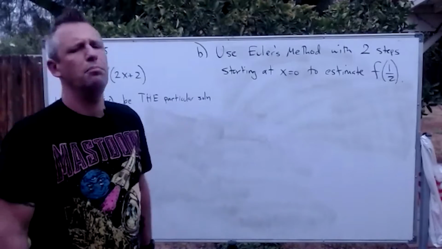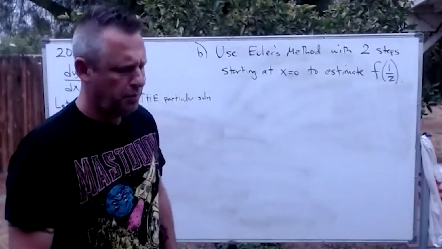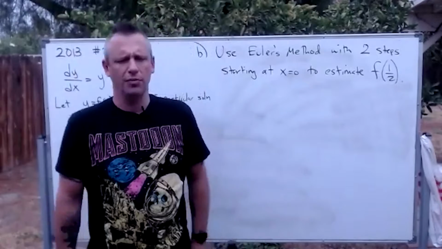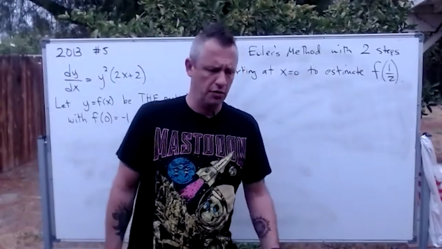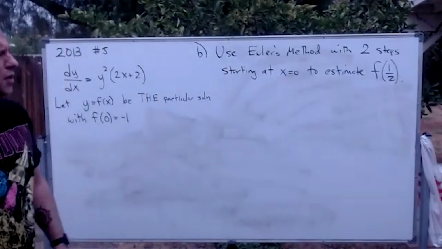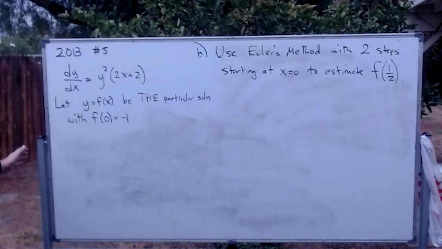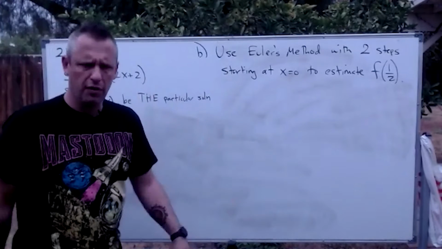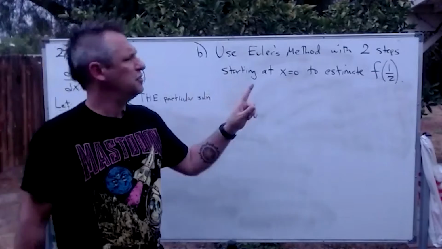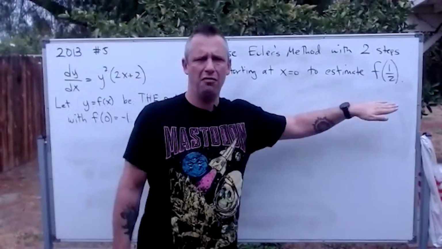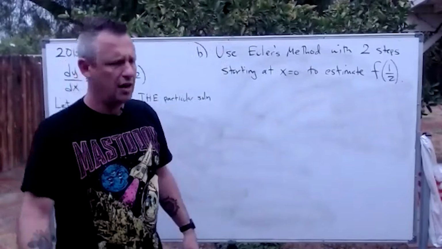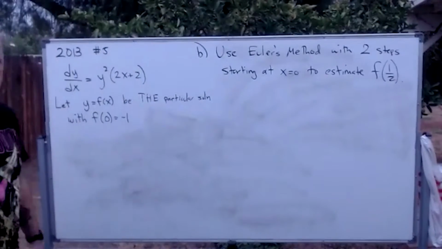Okay, so here we have part B of this problem. Part B asks something a little bit more familiar, something a little bit more recent. Differential equations. And what it wants us to do, with the same differential equation, is use Euler's method using exactly 2 steps to try to estimate what f of 1/2 is, starting with the fact that we know what f of 0 is.